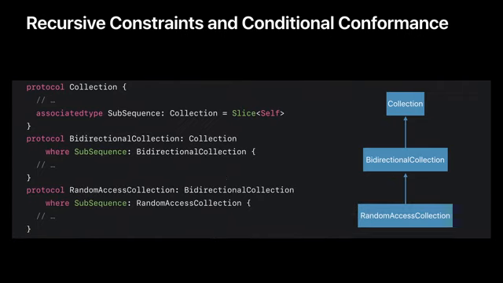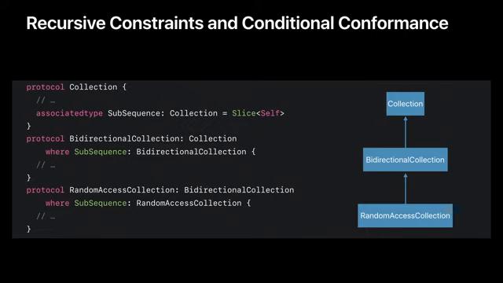Random access collection works the same way. Subsequence gains a random access collection requirement, and slice's conditional conformance to random access collection satisfies that requirement, now that self is known to be a random access collection. This behavior, where an associated type default works for every protocol within the hierarchy, is a good indicator of a cohesive design. If you find yourself needing different associated type defaults at different points in the collection hierarchy, you might have a problem with your design.